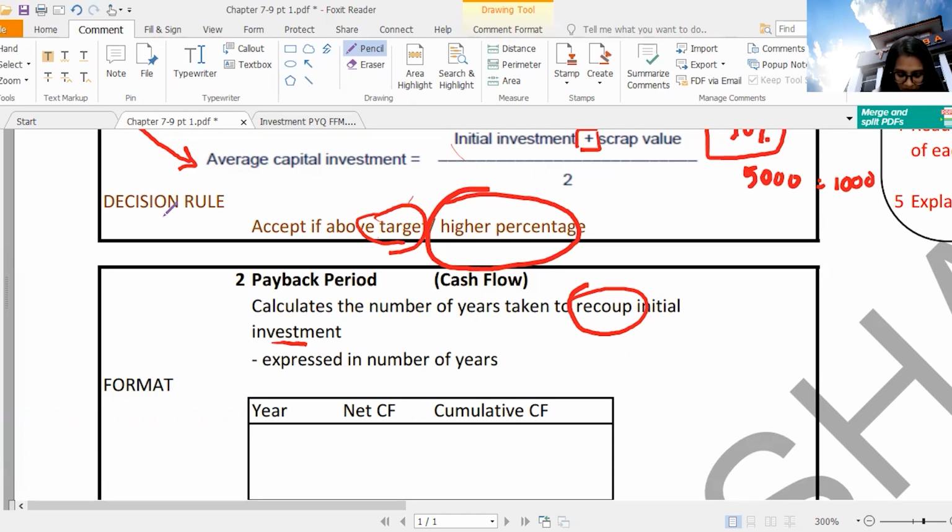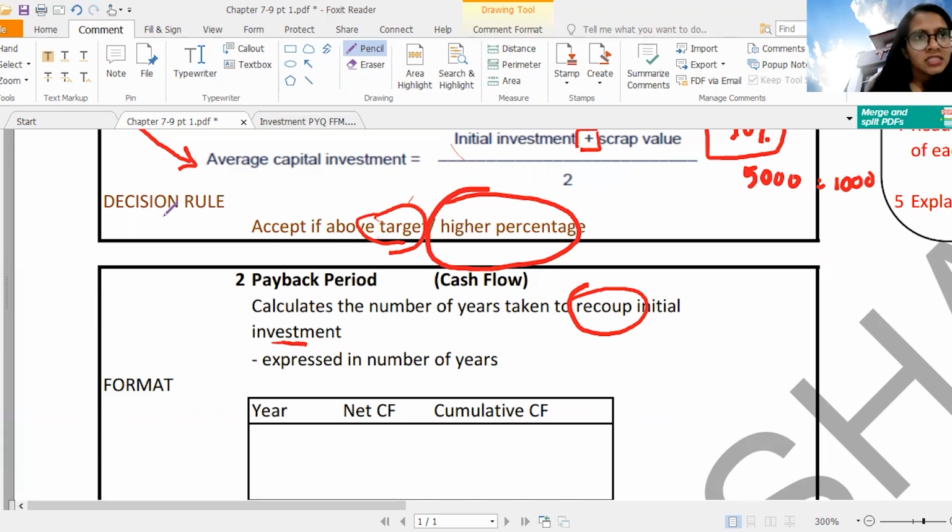You must remember that when you calculate the amount of time taken to recoup the initial investment, you are calculating the time in terms of years. So years, that means 2 years, 2.3 years, sometimes you can have 2 years and 5 months. Normally you need to calculate it in terms of years, but there will be a time where you need to use years and months, depending on what the examiner asks you.